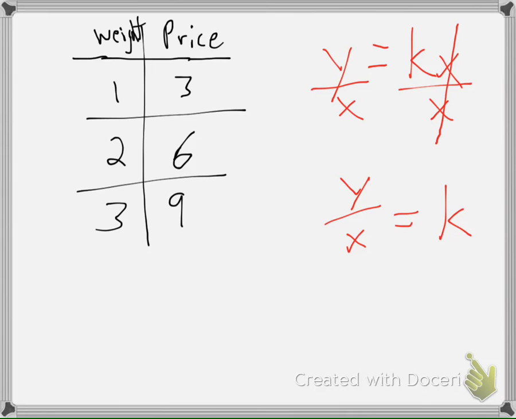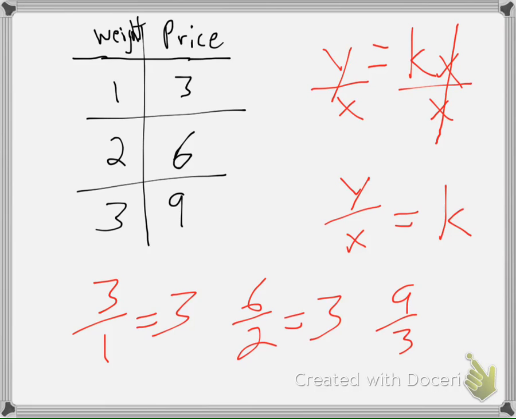So let's look. This one is, because if we did divide this out, we got 3 divided by 1, which is 3. We get 6 divided by 2, which is 3. And we got 9 divided by 3, which is 3, right? So that tells us this is direct variation.